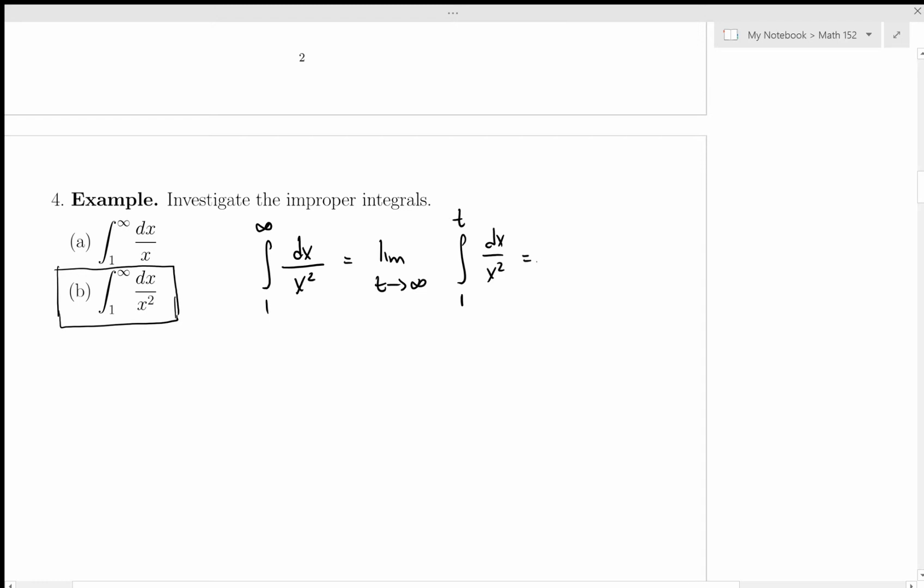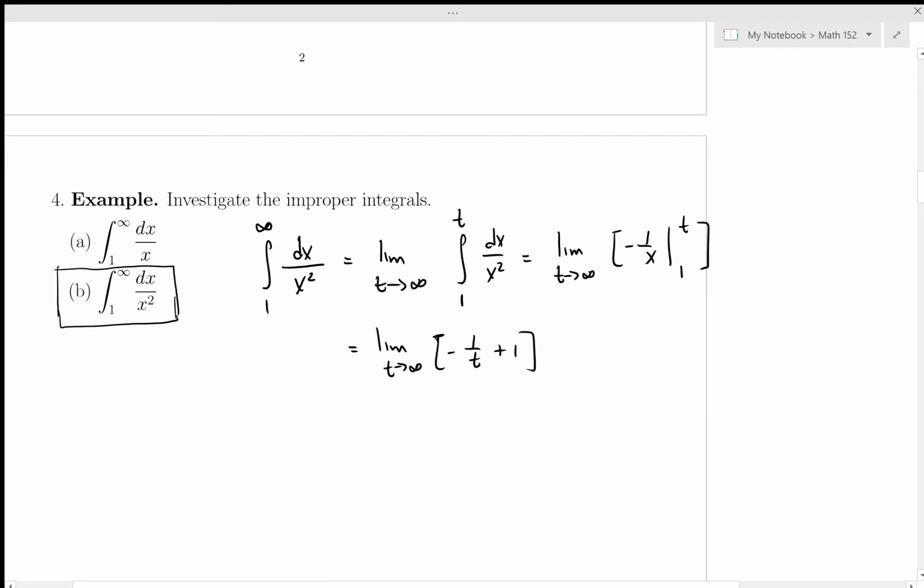So that looks like the limit as t goes to infinity. Now I integrate just like I always would. It's minus 1 over x evaluated at 1 and t. So that is equal to the limit as t goes to infinity of minus 1 over t plus 1, the upper limit minus the lower limit. And then I simply take this limit. Now this is a calculus 1 problem, taking limits. Taking limits never goes away in calculus. You cannot dispense with them.